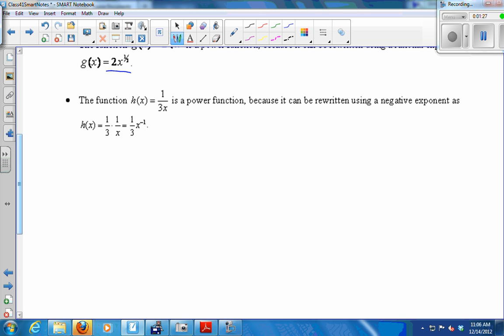1 over 3x is an example of a power function because you could write it as 1 over 3 times 1 over x, which is 1/3 times x to the negative 1. So that's actually a power function.